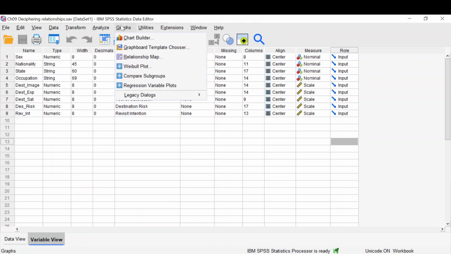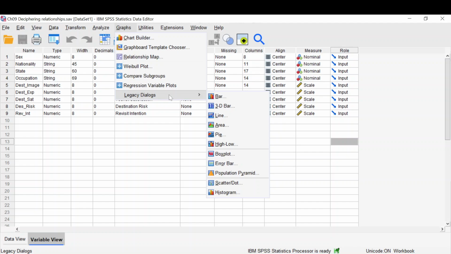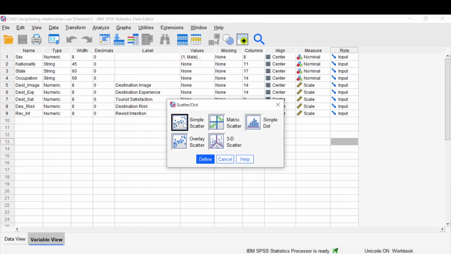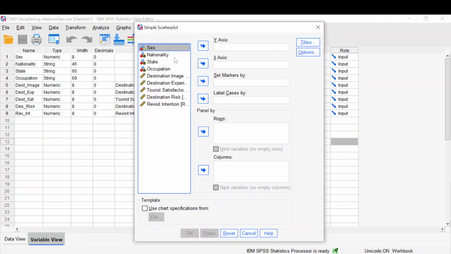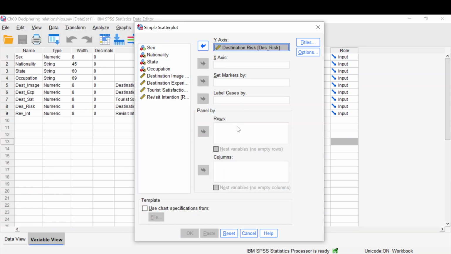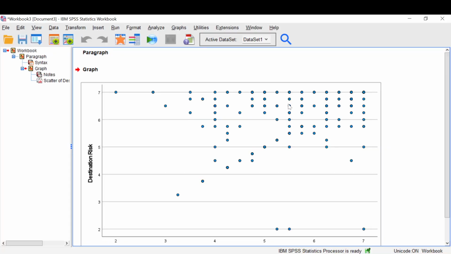So we're going to go to Graphs. I want you to go down to Legacy Dialogs and choose a scatter dot graph. We're going to choose a simple scatter and click Define. And here we're going to put our two variables in. We're going to compare destination risk, so we can move that to the y-axis, with destination image, and we'll put that on the x-axis. You can keep all other options the same. We'll hit OK, and let's take a look at the output.